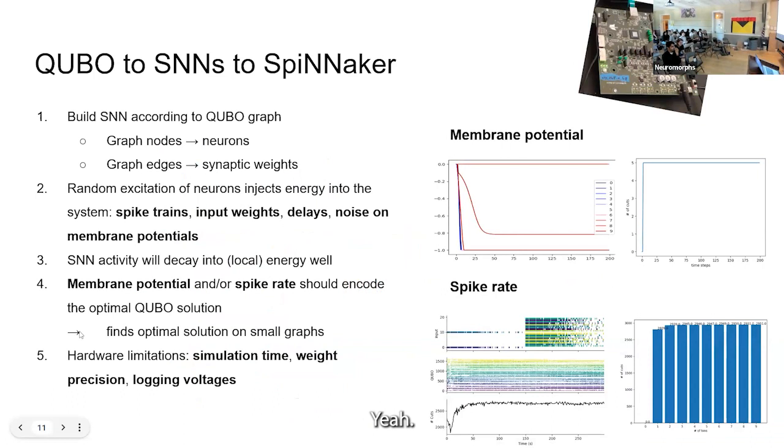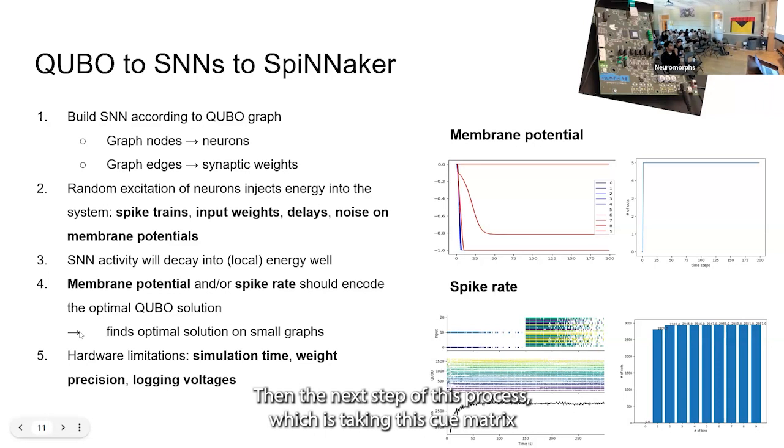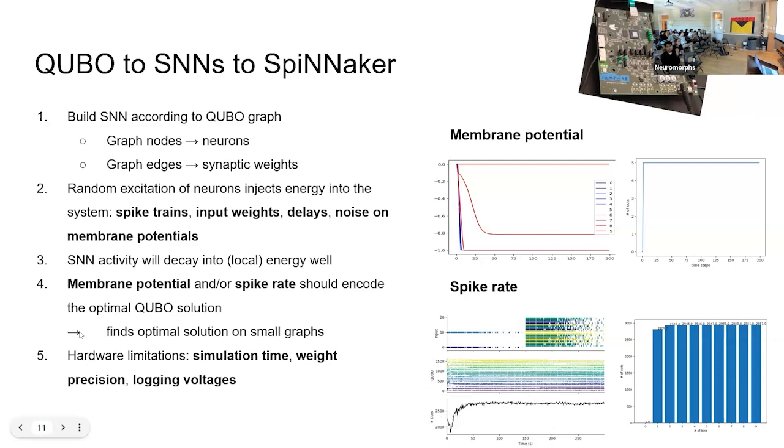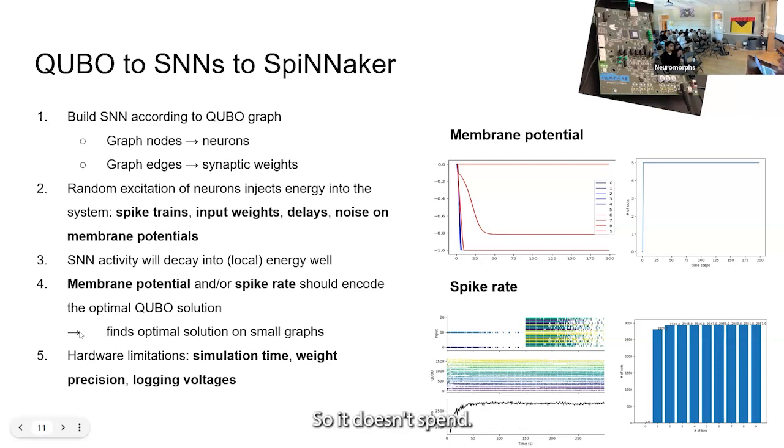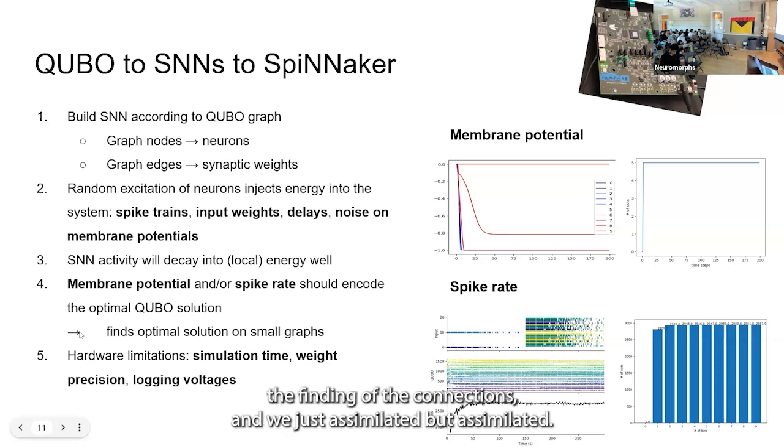Nick and I took the next step of this process, which is taking this Q matrix, mapping it to SNNs, and in this case running it on SpiNNaker. As Adil and Shantanu explained, we have this matrix, and its values correspond to the synaptic weights between neurons. So we created that in SpiNNaker. We just lay out the network definition, taking this matrix and defining the connections, and we simulate it.